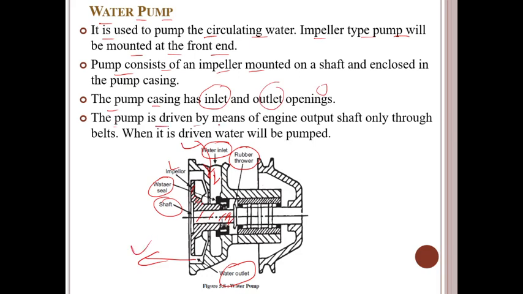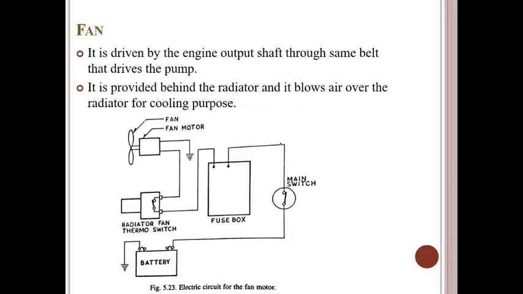The pump is driven by the engine output shaft through belts. So a belt drive is used to rotate the shaft. When it is driven, water will be pumped inside the engine to maintain the cooling of the engine.